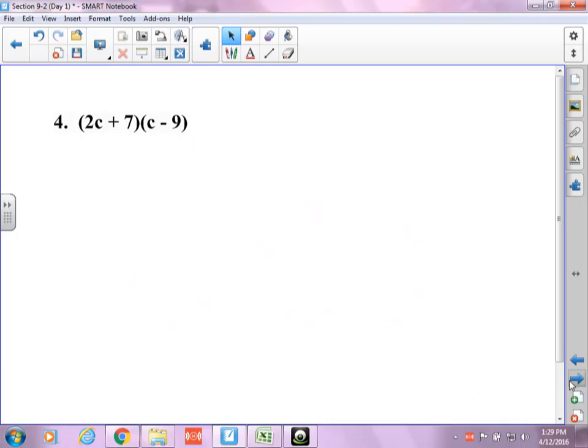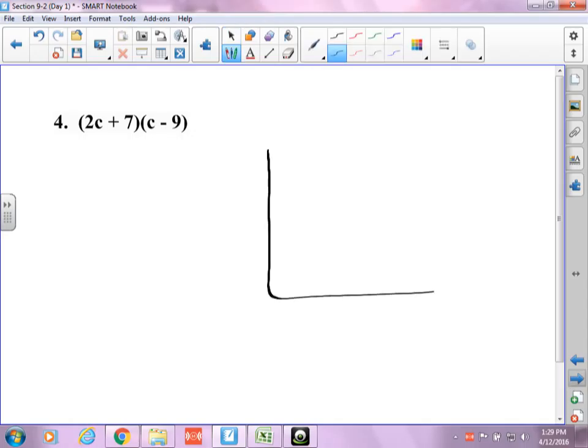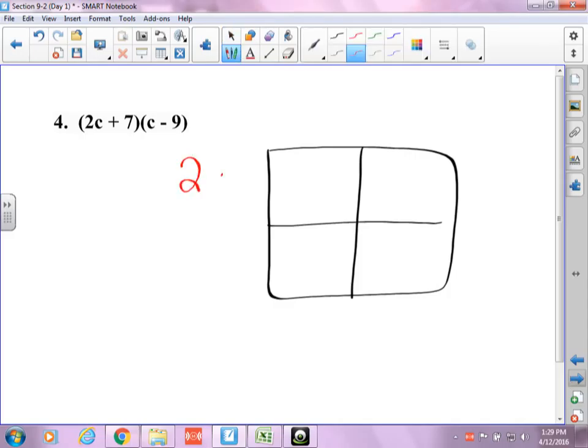My first polynomial is a binomial, and the second polynomial is a binomial, so I'm going to make this a what? A square, which is a 2 by 2. Now, if I'm making a 2 by 2, does it matter which polynomial I put where? It really doesn't, no. So I am going to put 2c to the 7th on the left-hand side, and I'm going to put c minus 9 at the top. Again, they can flip-flop. It doesn't matter when it's a 2 by 2.